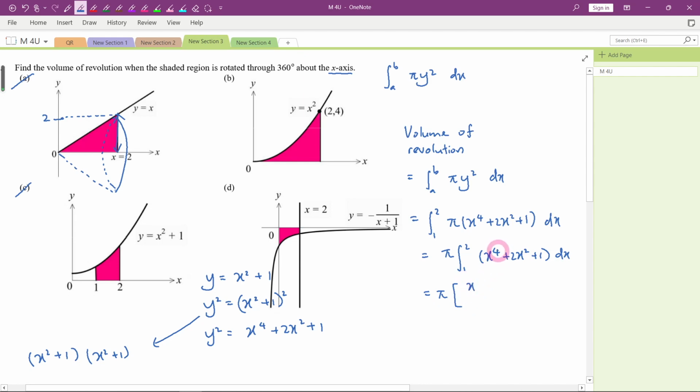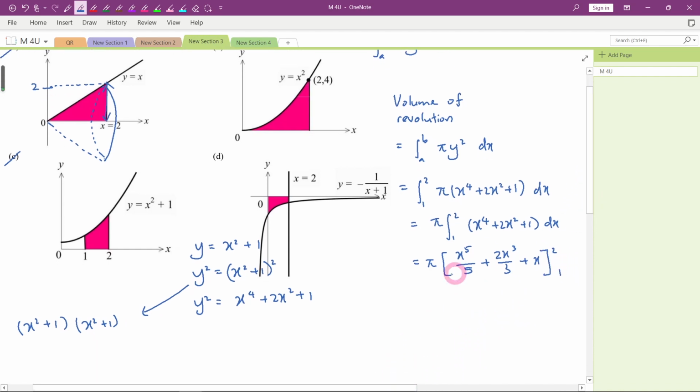X power 4, 4 plus 1, you get 5. Here you write 5. 2x power 2, 2 plus 1 you get 3, you write 3 over here. If you see a constant, you just add an x for it. 2, 1. And then here you need to be more careful. The pi you have to write 2 times. If you don't want to write 2 times, we actually can write it this way, but I will not suggest writing it this way because it looks complicated.